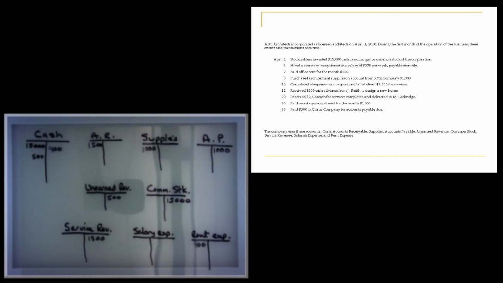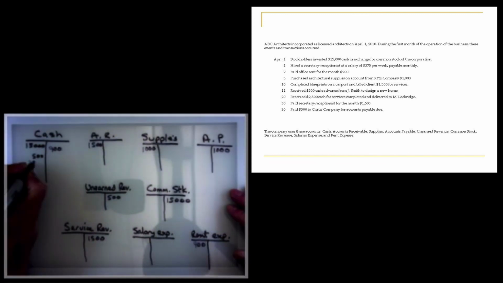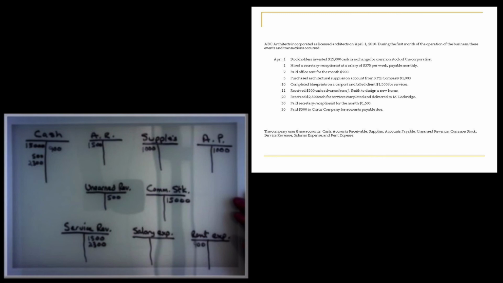Next journal entry, I see a debit to cash for I think 2,300. I didn't line it up terribly well, did I? Debit cash 2,300. No, yeah, debit cash 2,300. Credit service revenue for 2,300. So debit cash, credit service revenue 2,300.